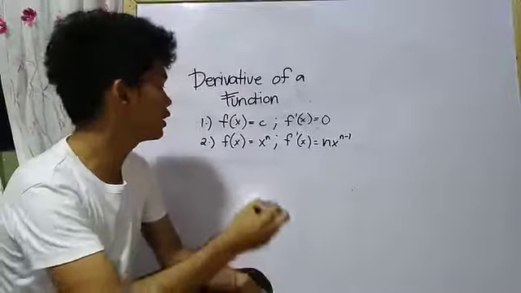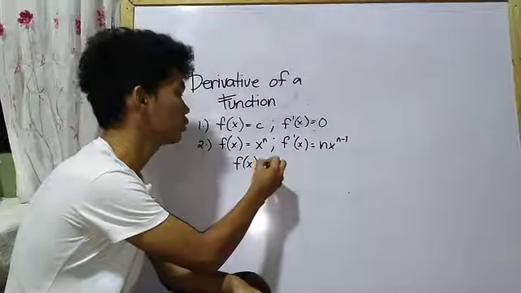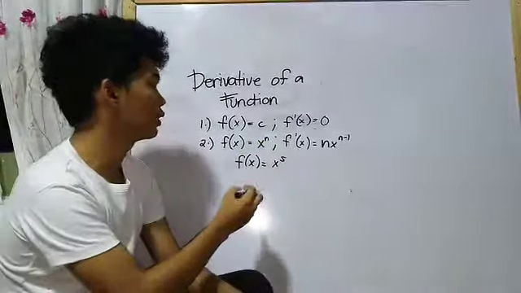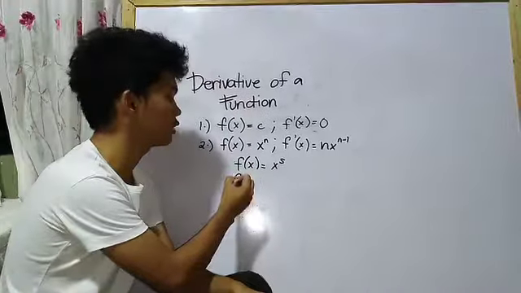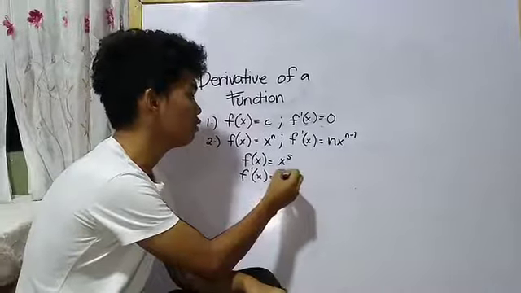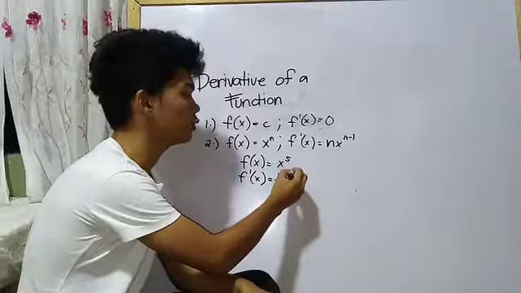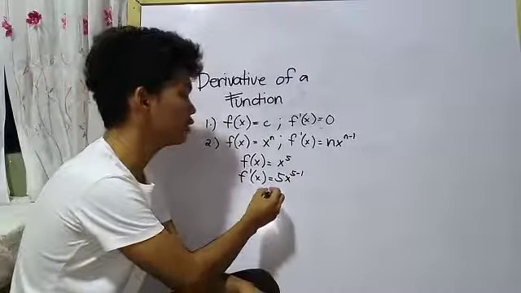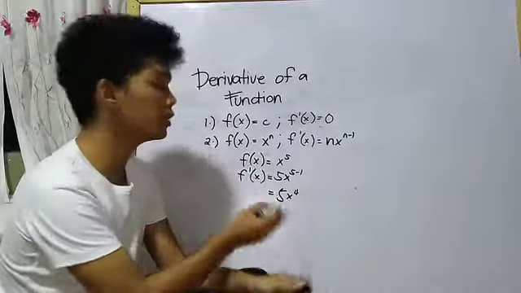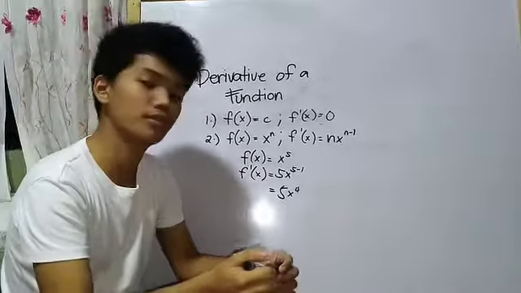The example of that is, let's say we have f of x is equal to x raised to 5. So the derivative of this function is f prime of x is equal to 5, which is the exponent of that function, x raised to 5 minus 1. So we can just simplify it to 5x raised to 4. So this is the derivative of the function f of x is equal to x raised to 5.